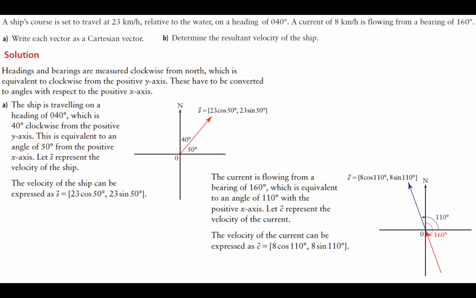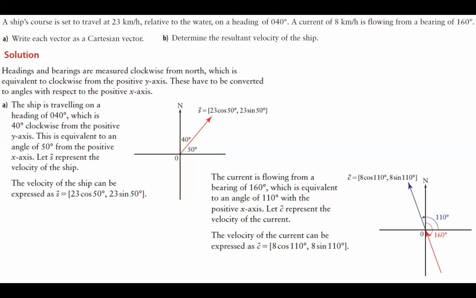The ship is traveling on a heading of 040 degrees, which is 40 degrees clockwise from the positive y-axis, as shown here in this graph. This is equivalent to an angle of 50 degrees from the positive x-axis. So let vector S represent the velocity of the ship. Then we know the velocity of the ship can be expressed as a Cartesian vector S equals 23 cosine 50 degrees, 23 sine 50 degrees.